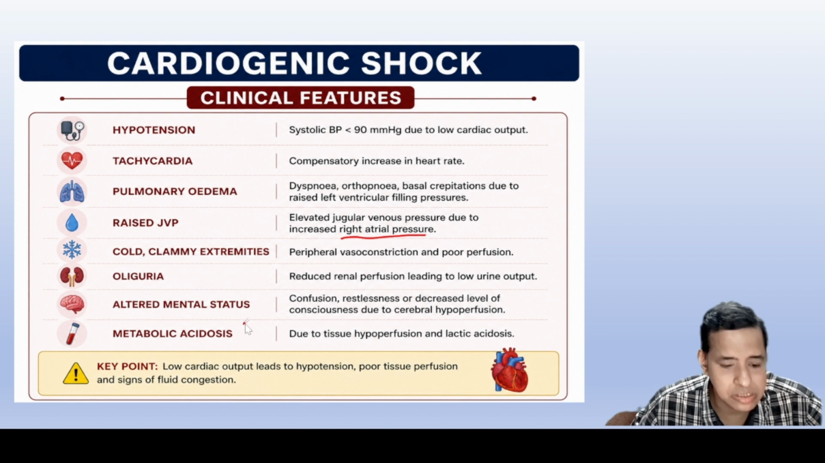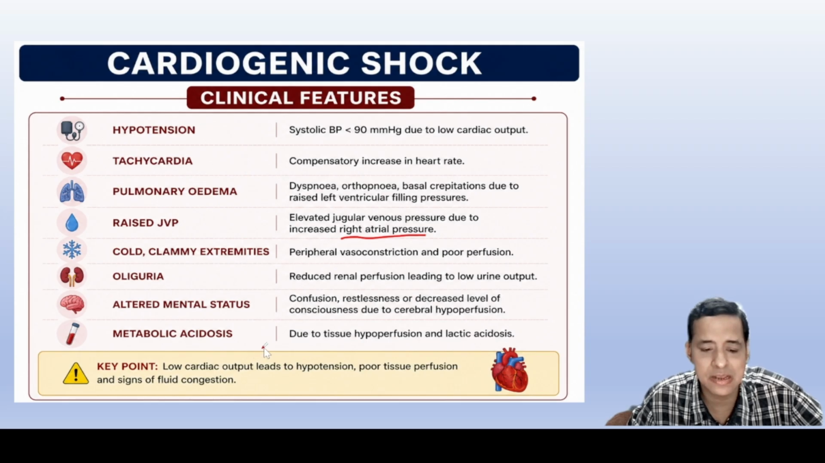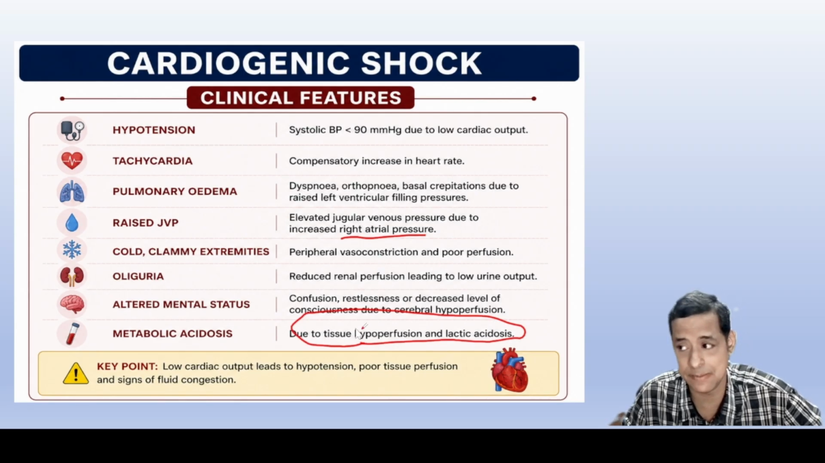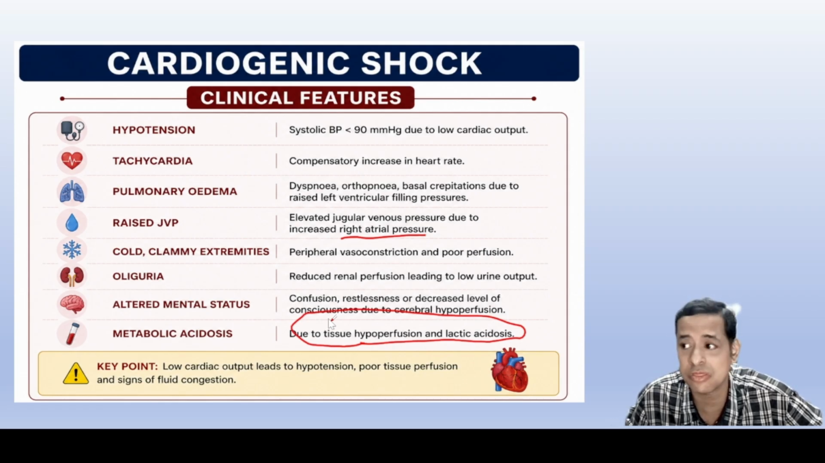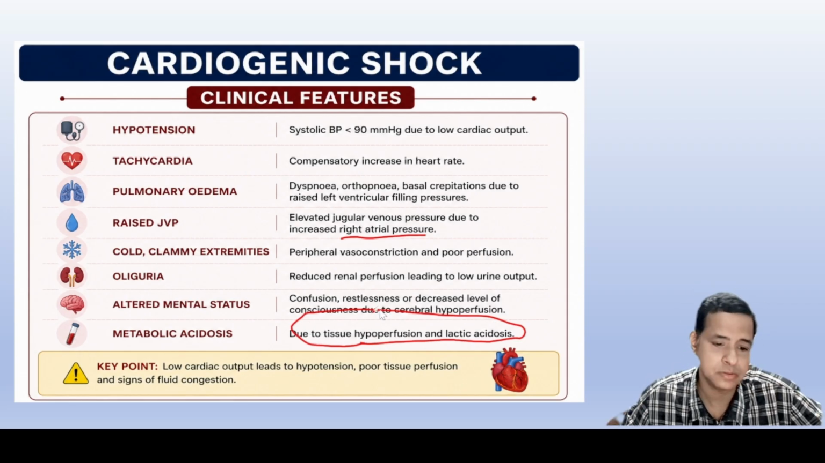Next is altered mental status: confusion, restlessness, and decreased level of consciousness due to cerebral hypoperfusion. Metabolic acidosis is seen in most of these states due to tissue hypoperfusion and lactic acidosis. We already discussed metabolic acidosis in hypovolemia because almost the same causes present. That is because of low blood supply, and this is because of failure of the pump to move the blood. This is the key difference between hypovolemia and cardiogenic shock.